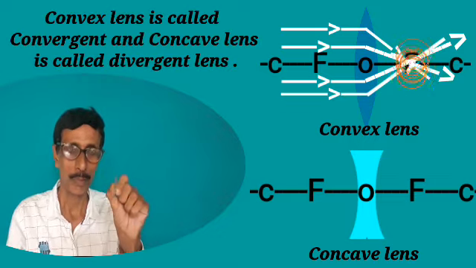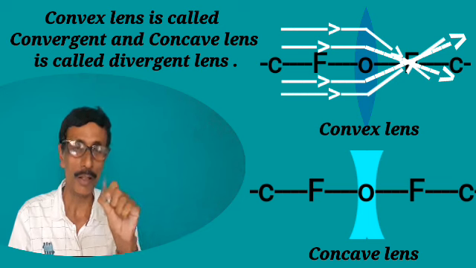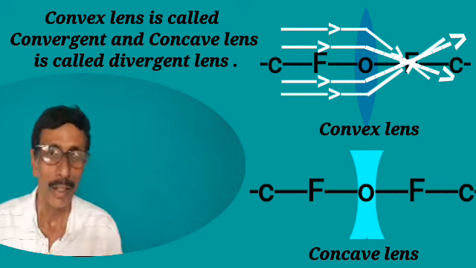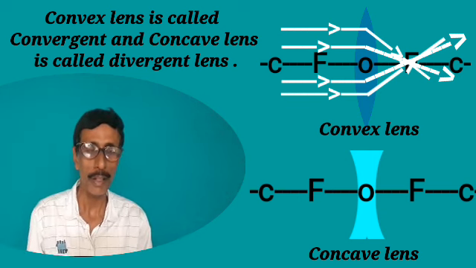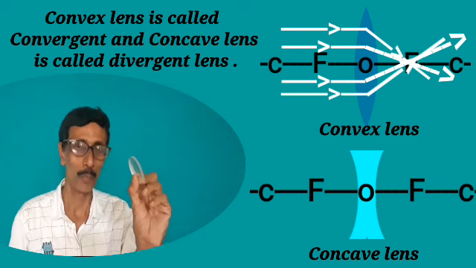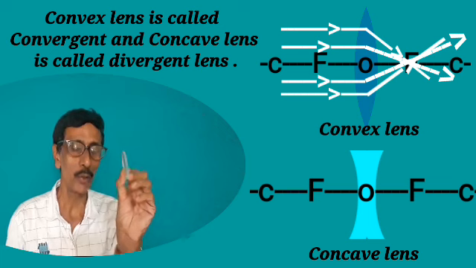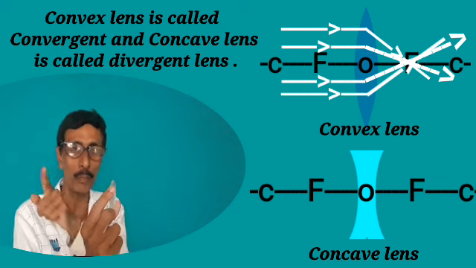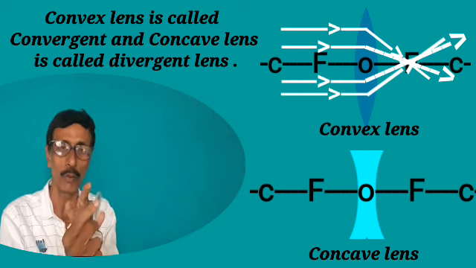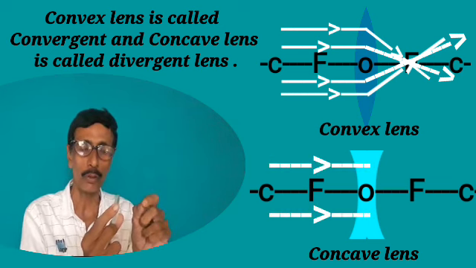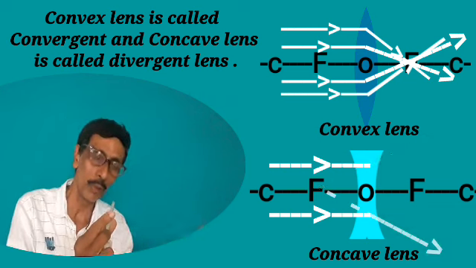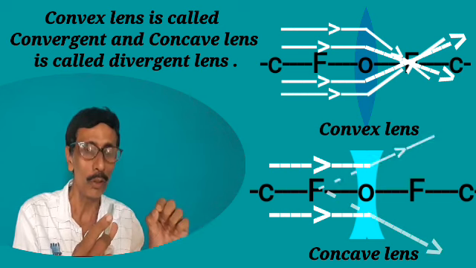In the same way, the concave lens is called a divergent lens. Why is it called divergent? This is a concave lens. In case of this lens, parallel rays after refraction cannot accumulate at a point on the principal axis. These parallel rays, after refraction, diverge. Therefore, this lens is called a divergent lens.